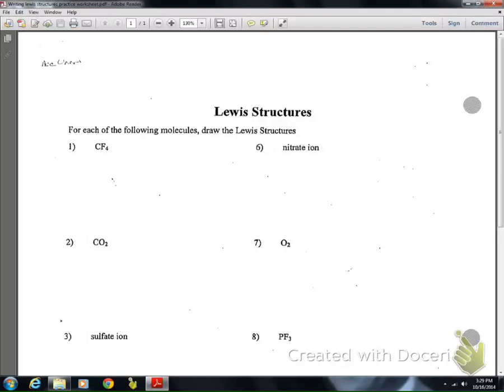This is your short video lesson on drawing Lewis structures that are a little bit more complicated than diatomic molecules and smaller compounds. So let's start with just remembering that you need to access your notes for the rules for doing our Lewis structures. So let's do CF4 first.